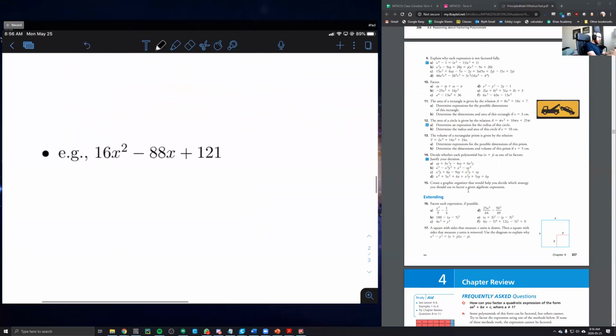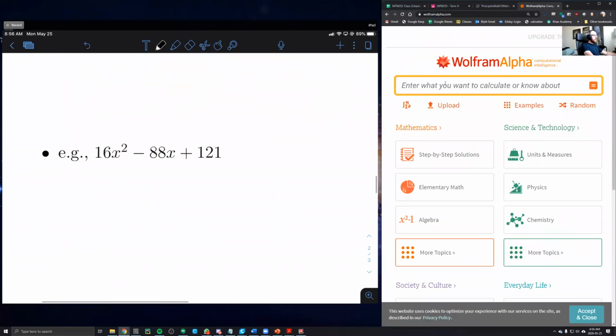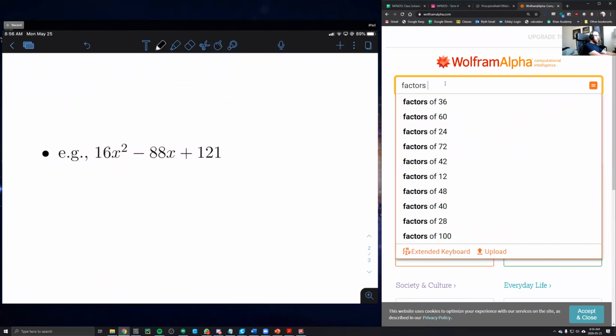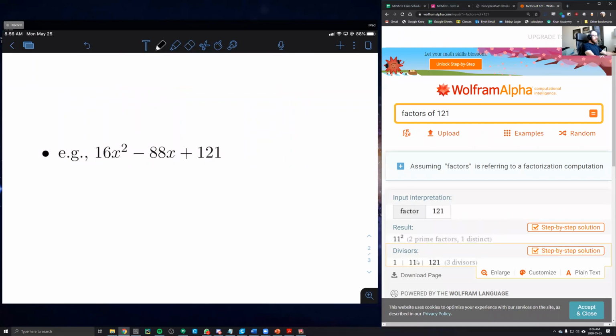So looking at this, again, we cannot common factor. There's nothing in common between 16, 88, and 121. Actually, I think 121 is prime. Let's see. Factors of 121. Oh no, it's divisible by 11. So definitely not prime, but otherwise, the only thing it is divisible by other than 121 is 11. So 11 squared gets us to 121, so that might be a clue. Anyways, these numbers aren't divisible by the same thing, so we cannot common factor.